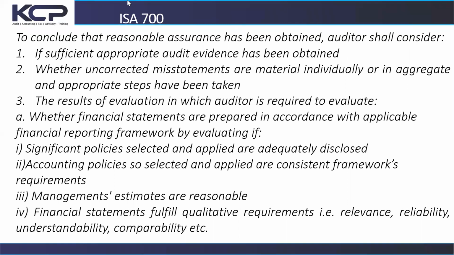Then the fourth one is that financial statement fulfills qualitative requirements, right? Those qualitative requirements of every financial statement must be passed. That is in line with IAS 1. So it must pass the relevance test. Those disclosures must be relevant to the business of the company. Reliability test. Information that has been disclosed there should be that which can be depended upon. Understandability test.